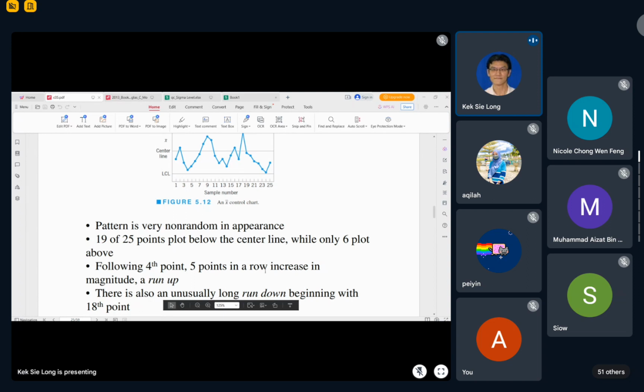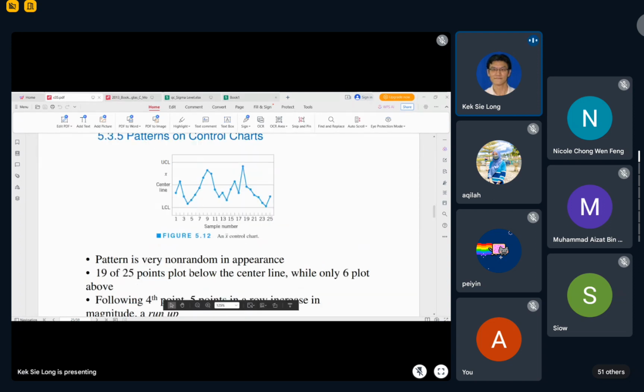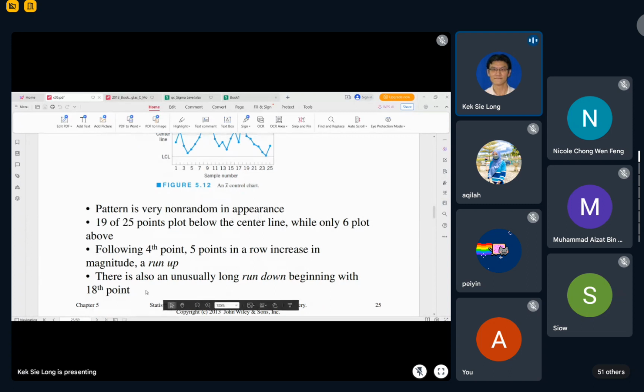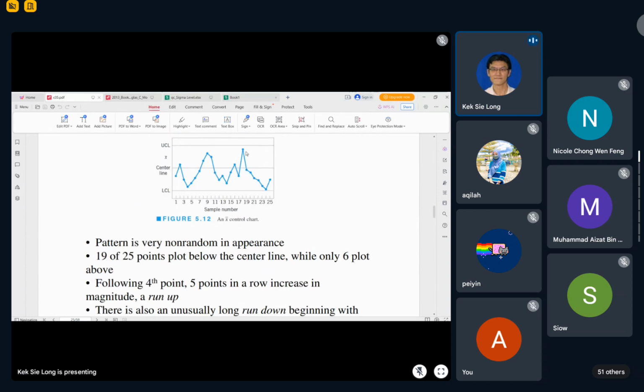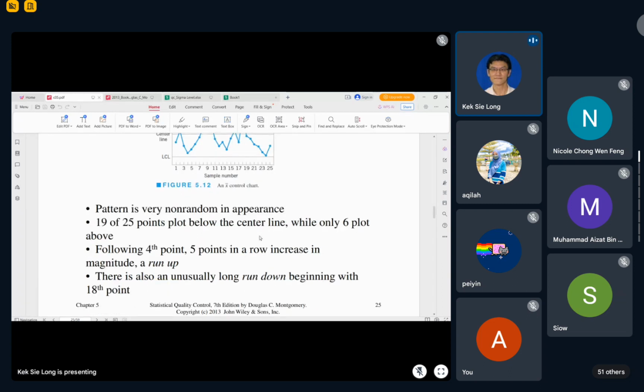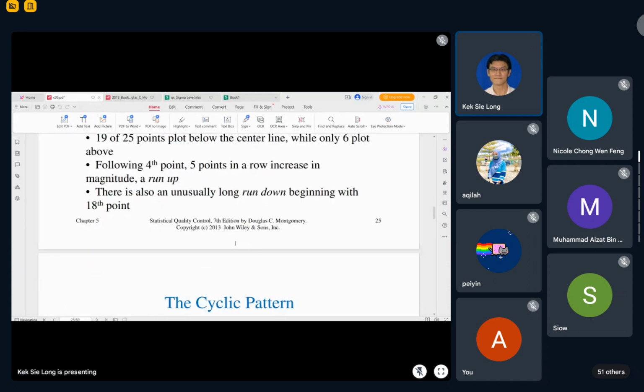5 points in a row increase, a multiple run up. You see, run up. There is also an unusually long run down beginning with 18. Starting from 18, you see the points reduce. So this is how you read through the sentence, to see how to interpret or explain the points in the control chart.